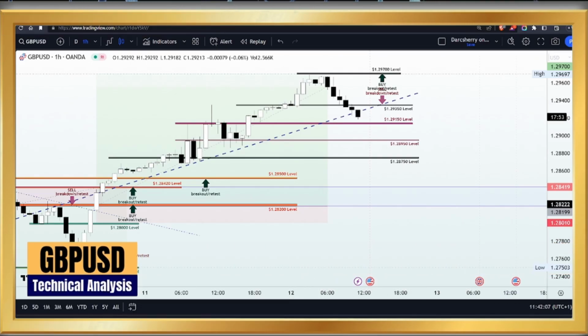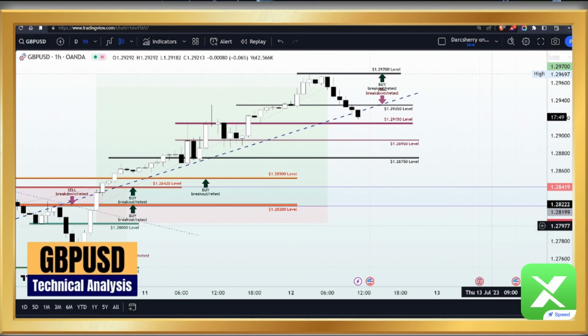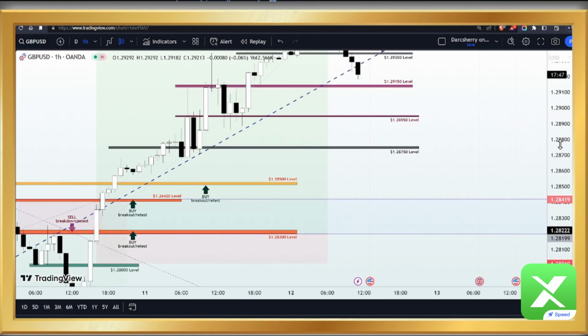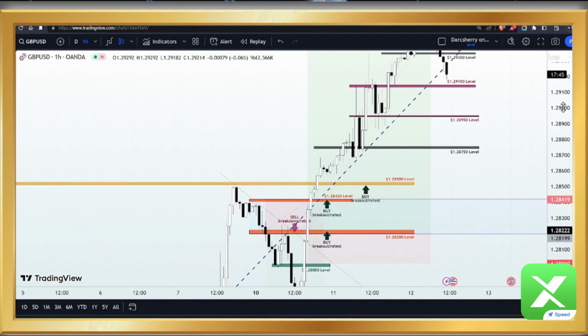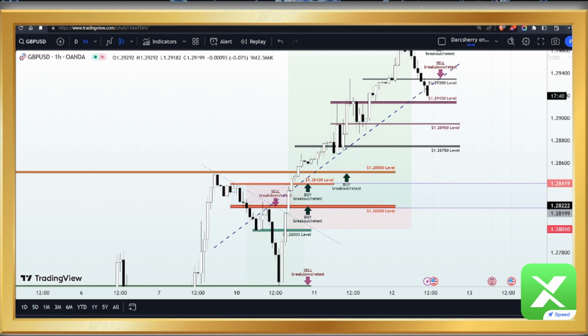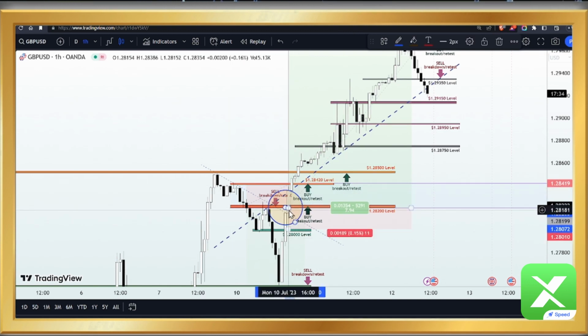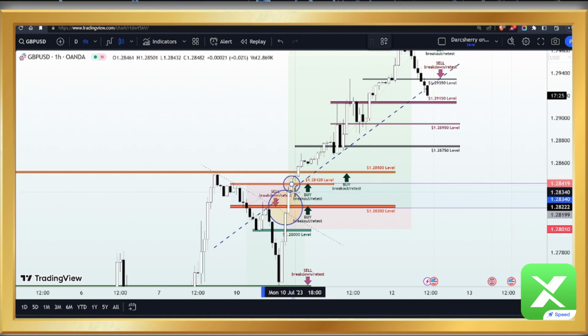The GBPUSD hit our TP target earlier this morning at the 1.29700 area, and in fact this is one of our most profitable trades for this week. As you can see here, we started buying the GBPUSD as soon as it broke out of this descending trend line at the beginning of the week, and you see how we were able to maximize the potential of this move as we had key structures like the 1.28420 level, the 1 point area.